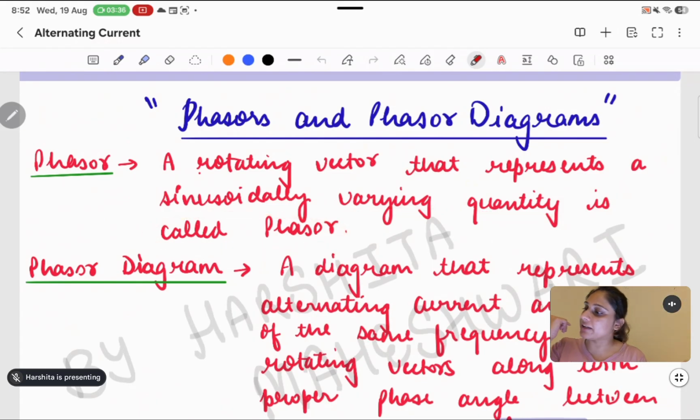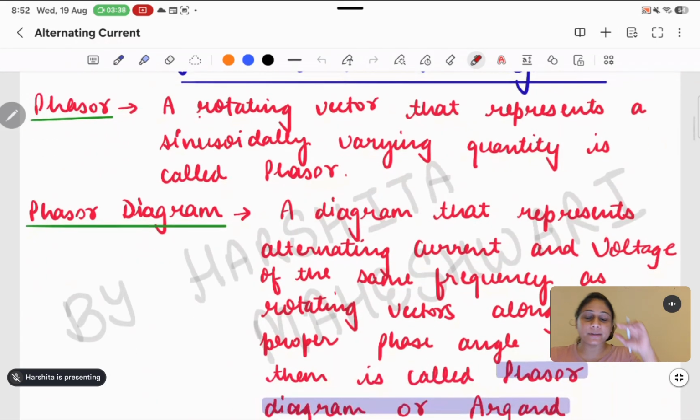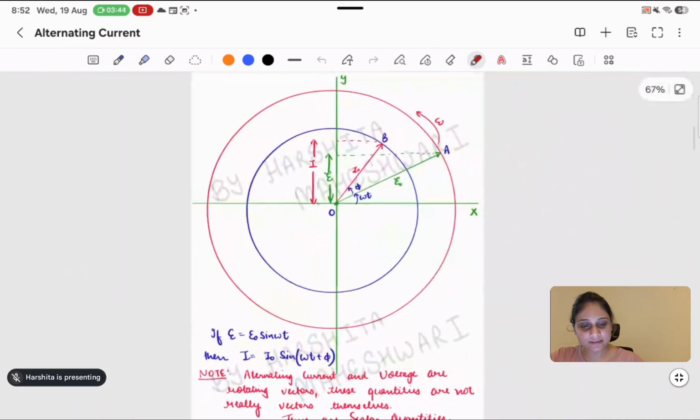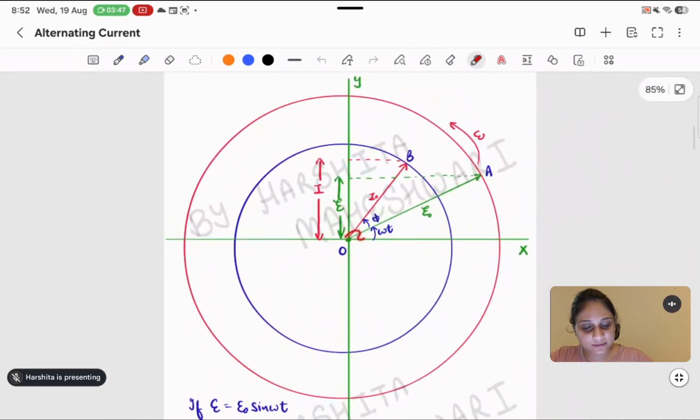What does it mean? Let's suppose I'm taking an imagined vector. If I am taking an example like this, this is called a phasor. Now it could be represented for the current or it could be represented for the EMF, right?